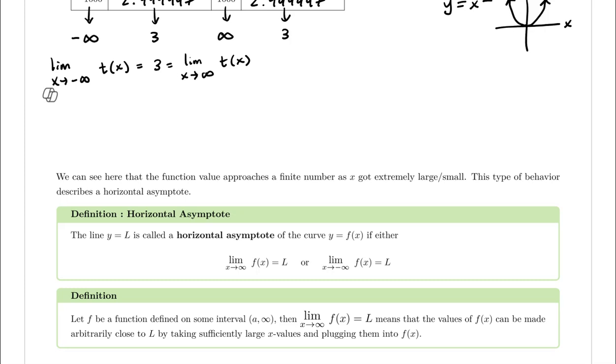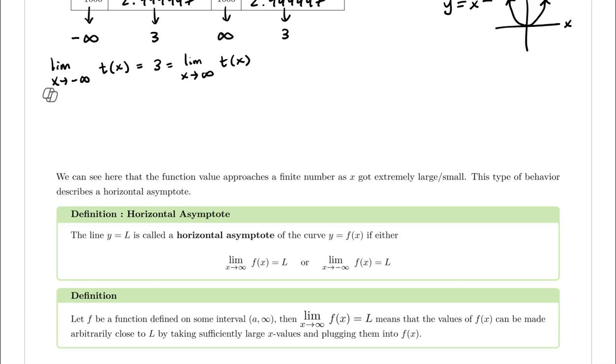We can see here that the function value approaches a finite number as x got extremely large or extremely small. This type of behavior describes a horizontal asymptote. So, definition: the line y equals capital L is called a horizontal asymptote of the curve y equals f of x if either the limit as x approaches infinity of f of x is equal to capital L, or the limit as x approaches negative infinity of f of x is equal to capital L.